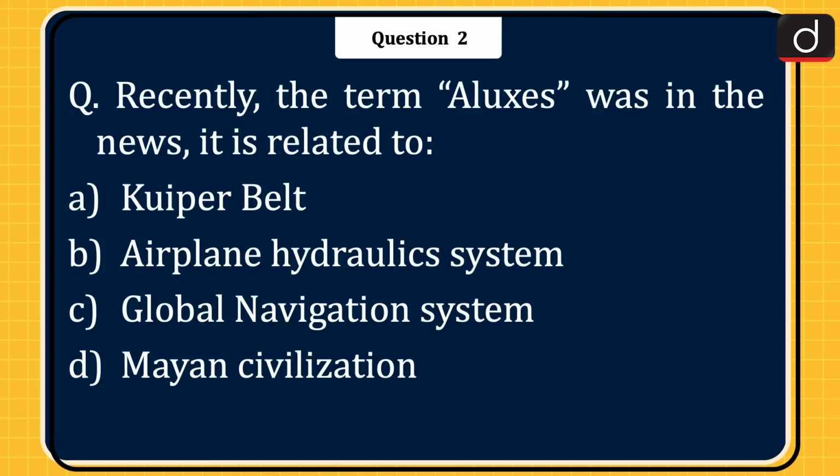Next question is, recently the term Alux was in the news. It is related to Kuiper Belt, airplane hydraulic system, global navigation system or Mayan civilization. The correct answer is option D, Mayan civilization.